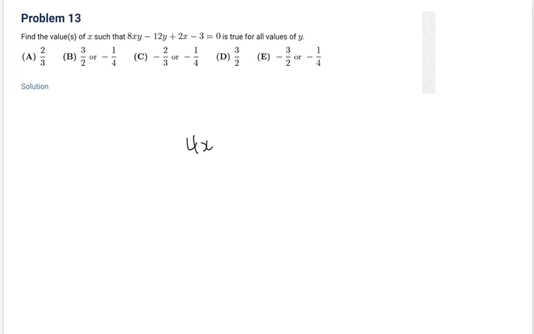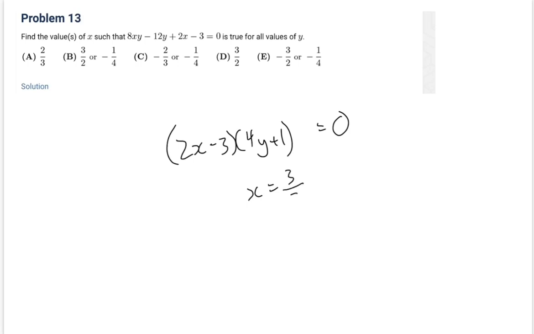4x plus, no, it should be x minus 12, and then 8y, no, it will be 2x minus something, and then 6y, and then 4y, so this would be 3, yes, and this would be 1, yeah, so this would be 0. So x equals 3 over 2, or y equals minus 1 over 4. So it's the values of x such that this is true for all values of y, so x has to be 3 over 2. So the answer is D.